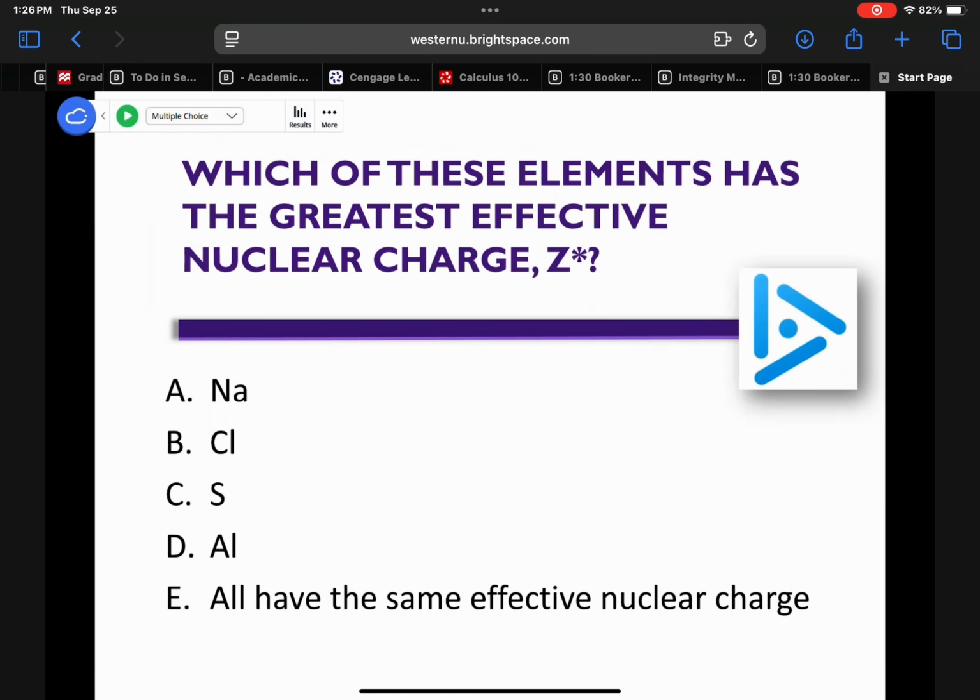So my question for you, which of these elements has the greatest effective nuclear charge? Chat with the person beside you and submit your answer.